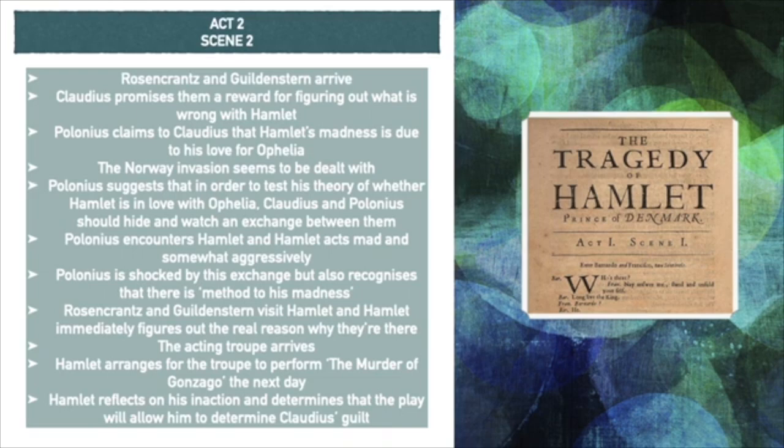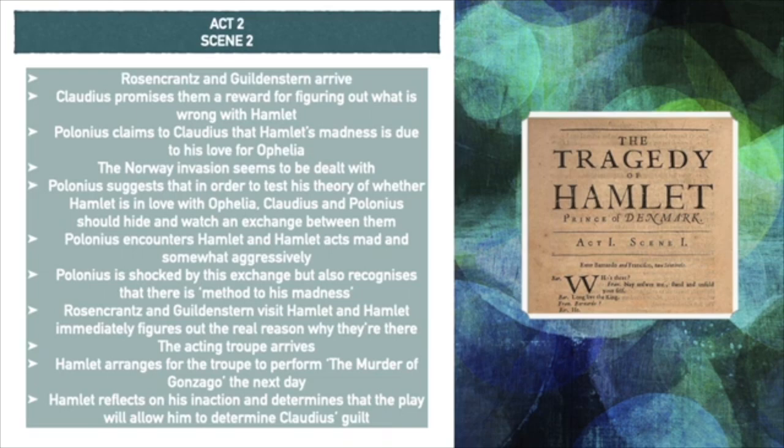Then an acting troupe arrives. They've been invited to cheer Hamlet up, and Hamlet thinks this is a great idea. He arranges for the troupe to perform the play The Murder of Gonzago the next day, and this is part of his plan to figure out and to prove that Claudius is actually the one who killed King Hamlet, because then Hamlet will feel comfortable taking revenge and killing him on the ghost's orders.